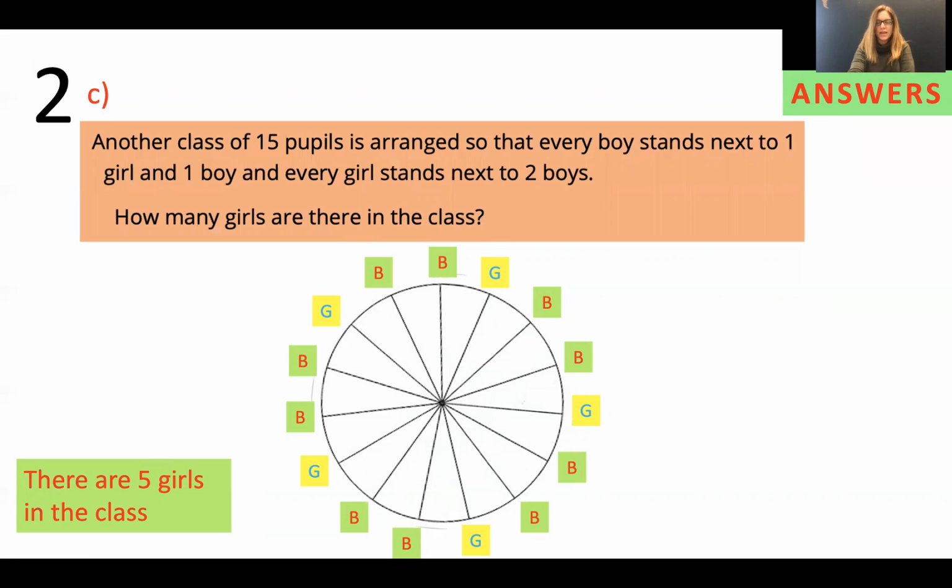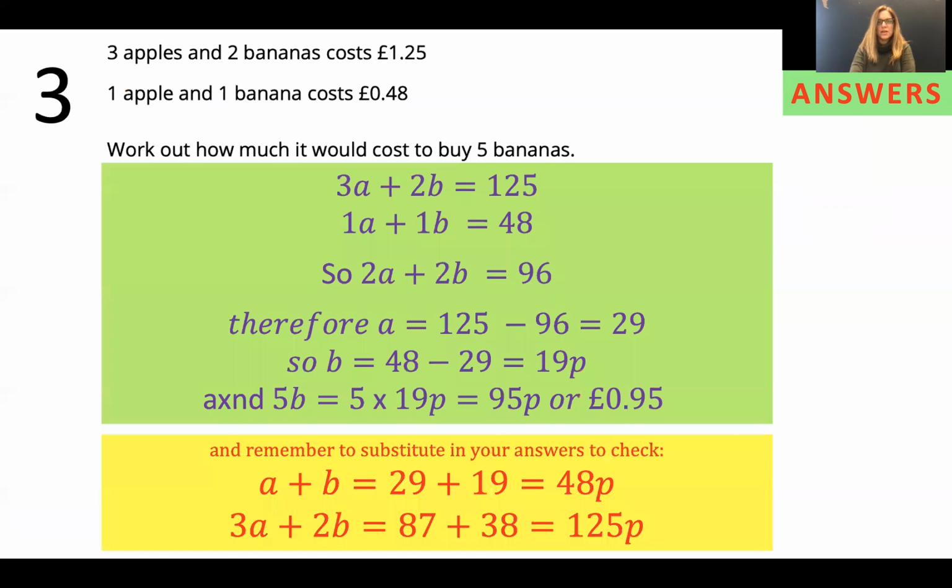Finally, our challenge question. Now, some of you might look at this and think, I need to solve this using simultaneous equations. Some of you won't have learnt that yet, which is fine, because we might just be able to use a little bit of logic to work it out. So if we know that 3 apples and 2 bananas is 125 pence, I've converted it into pence to make it easier, and 1 apple and 1 banana is 48 pence, I can take this row here and I can double it to get 2 apples and 2 bananas is 96 pence.